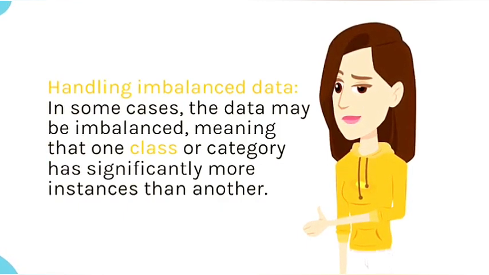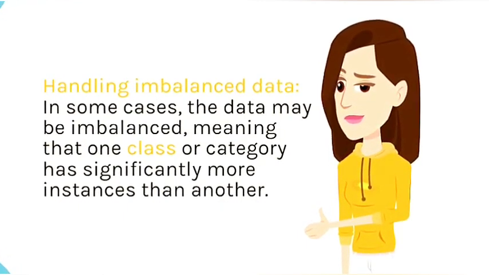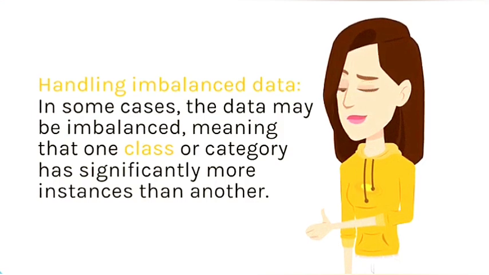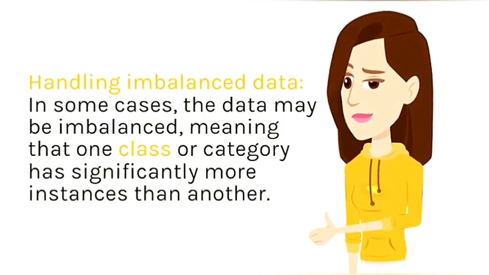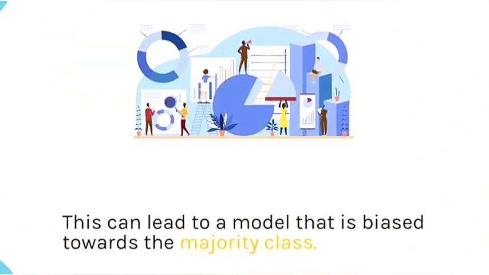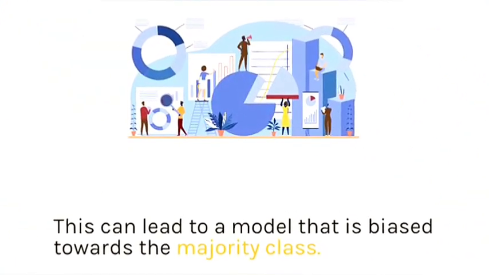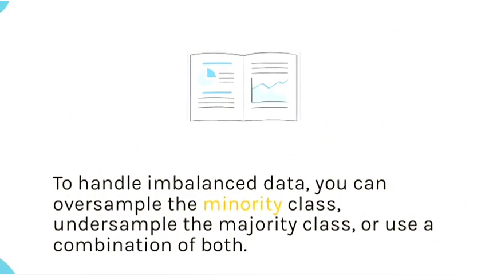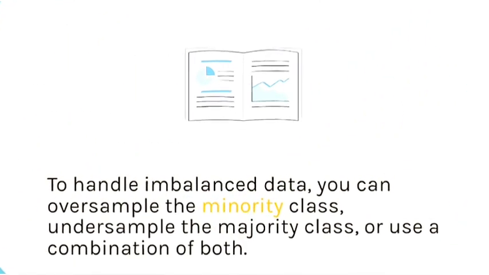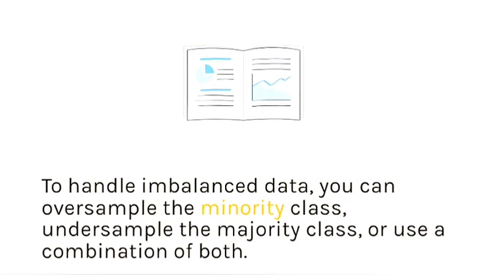Handling imbalanced data. In some cases, the data may be imbalanced, meaning that one class or category has significantly more instances than another. This can lead to a model that is biased towards the majority class. To handle imbalanced data, you can oversample the minority class, undersample the majority class, or use a combination of both.